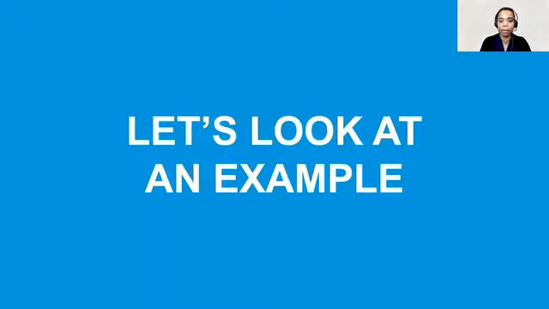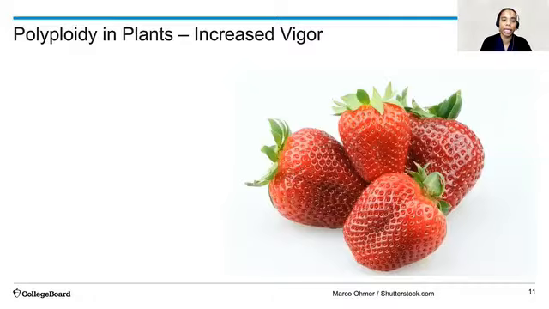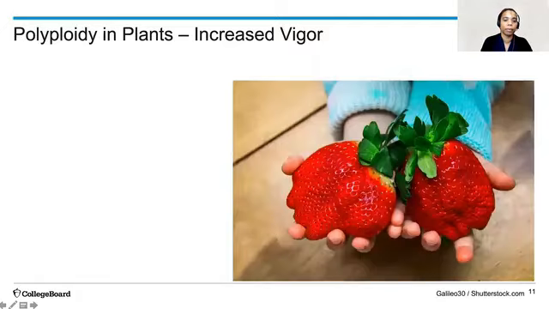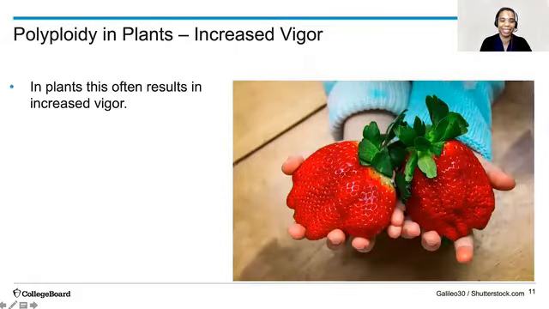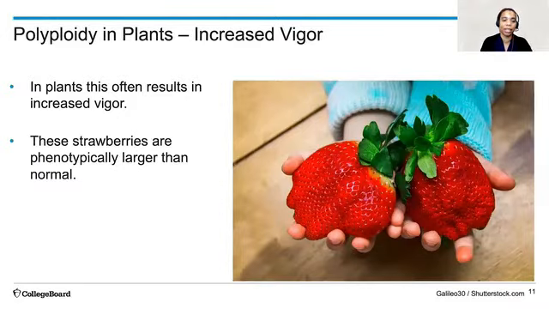Another example is polyploidy in plants. They can have increased vigor. These strawberries, they look fairly normal. These strawberries look gigantic. So in plants, this often results in increased vigor. These strawberries are phenotypically larger than normal.